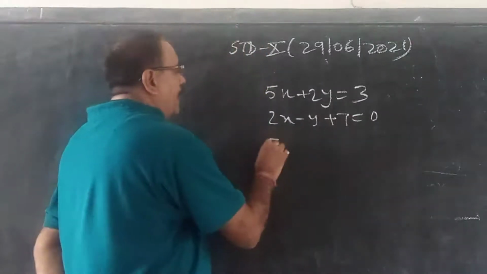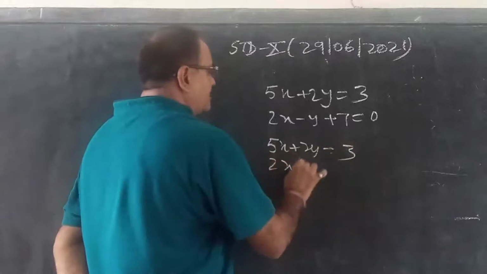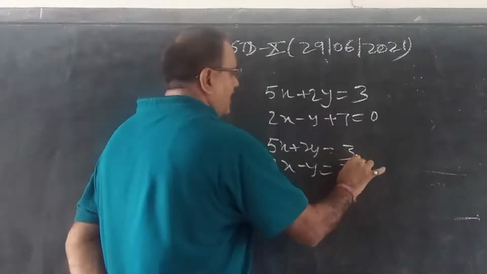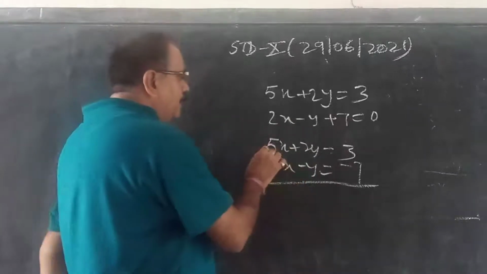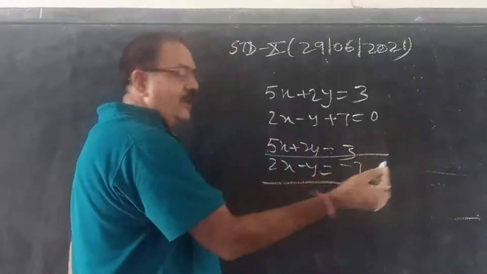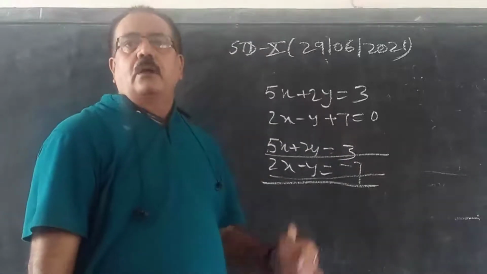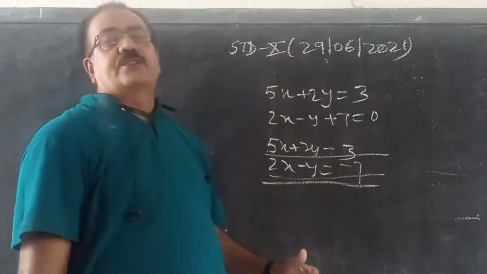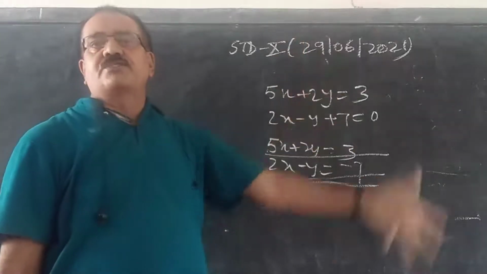5x plus 2y is equal to 3, 2x minus y is equal to minus 7. So these two equations also, this represents a straight line, this also represents a straight line. So any equation written in this form always represents an equation of a straight line.